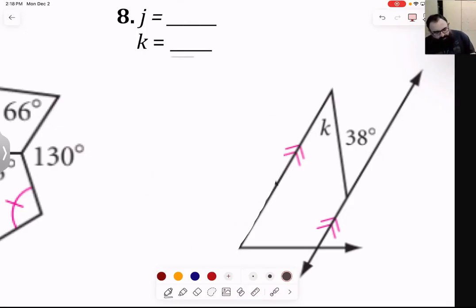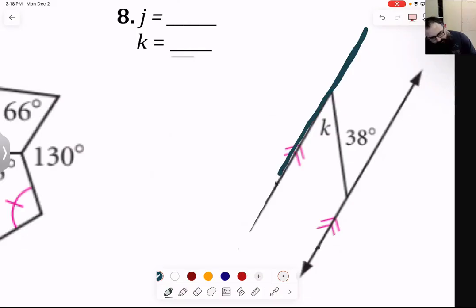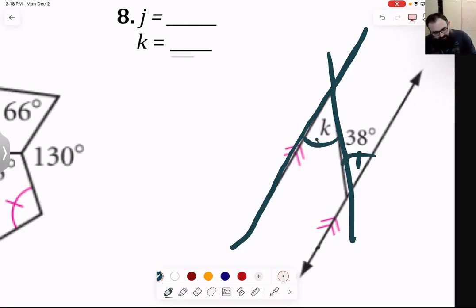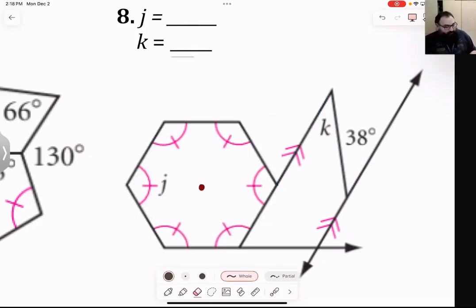What if that was all you had? And this was also gone. What would you say that K is? 38. What type of angles are those? Start with an A. Alternate interior angles, yep. So that one's actually a fairly easy one.